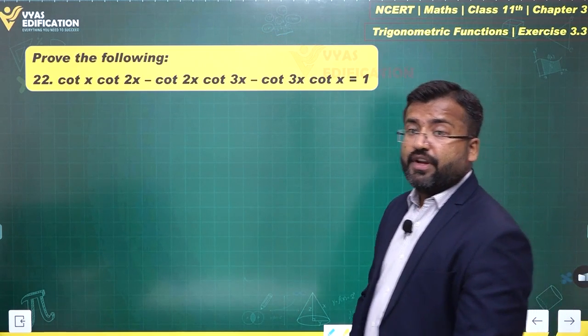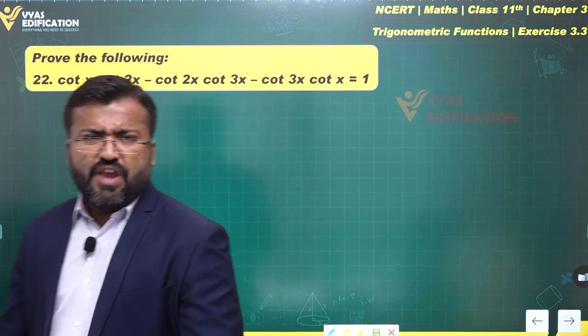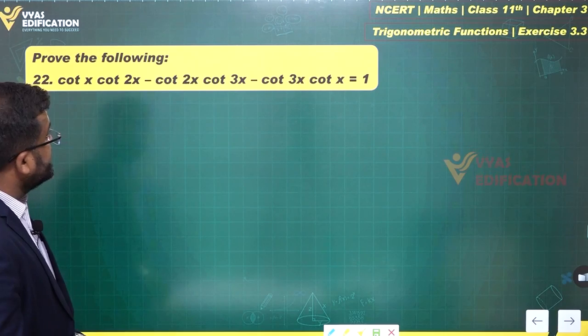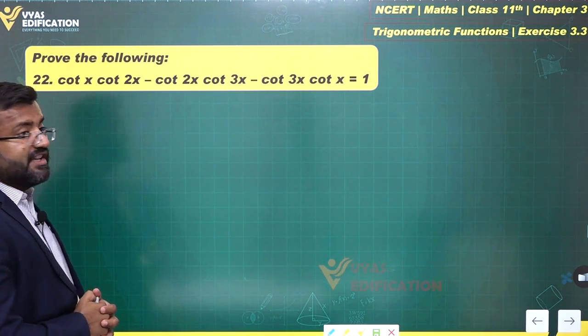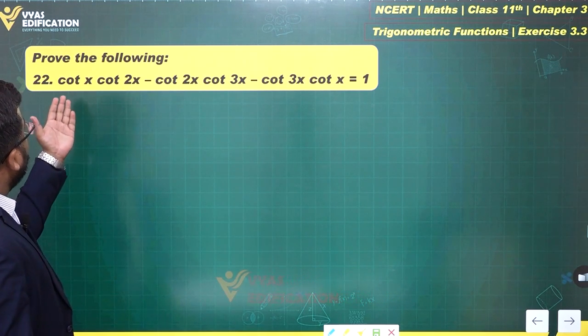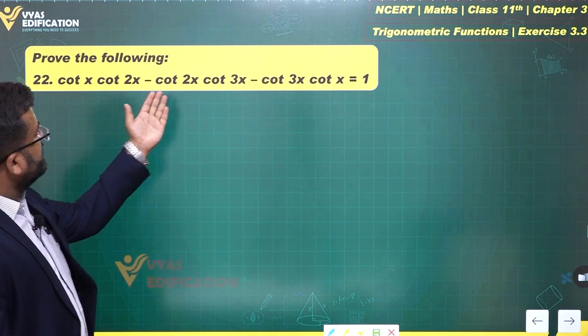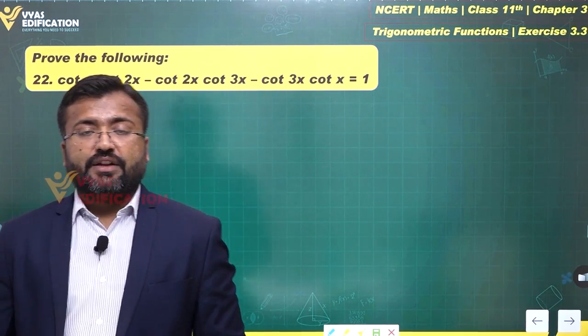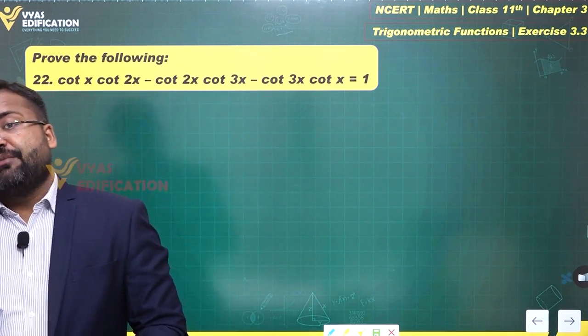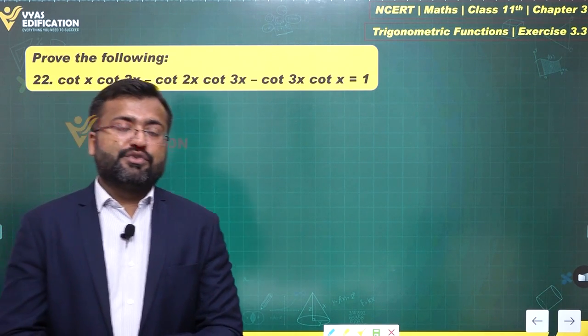Let's solve this question over here. What does the question say? We have a very complicated expression in the LHS, and in the RHS we have a pretty simple expression. Okay, makes things quite interesting for that matter. What do we have? Cot x cot 2x minus cot 2x cot 3x minus cot 3x into cot x is equal to 1.